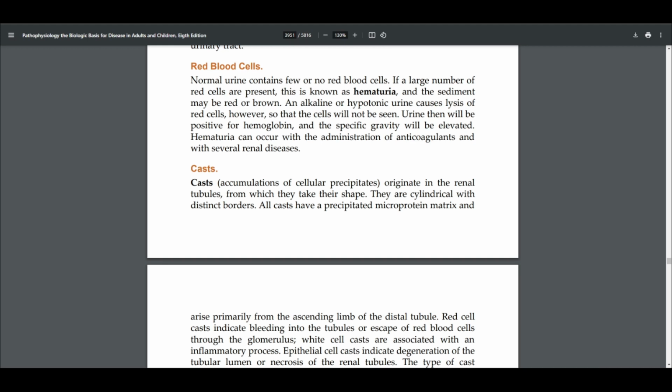An alkaline or hypotonic urine causes lysis of red cells, so that the cells will not be seen. Urine then will be positive for hemoglobin, and the specific gravity will be elevated. Hematuria can occur with the administration of anticoagulants and with several renal diseases.